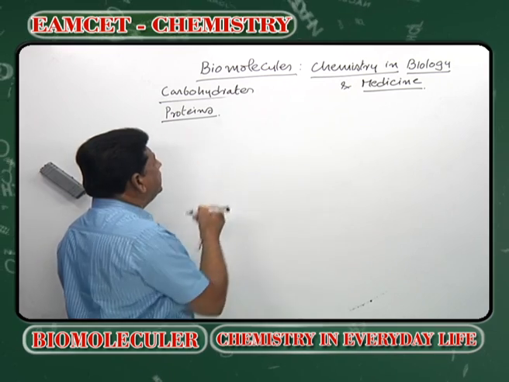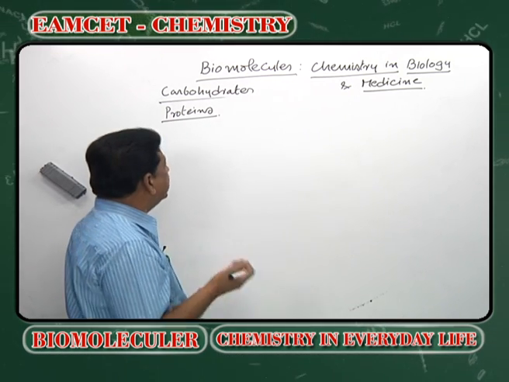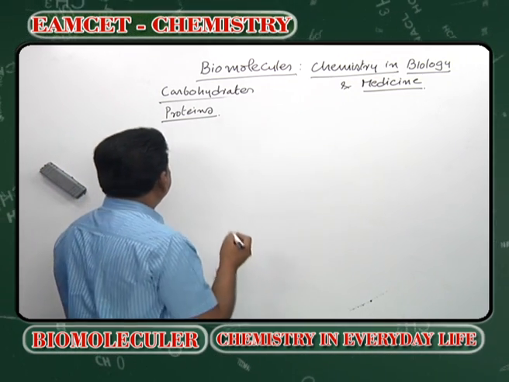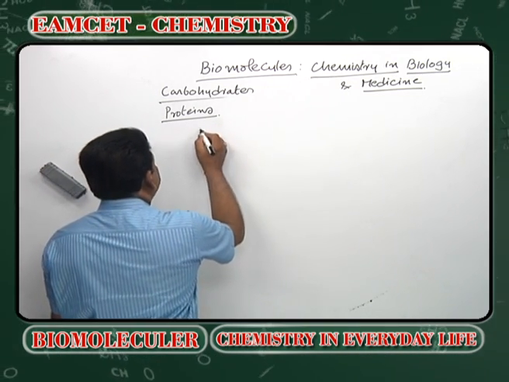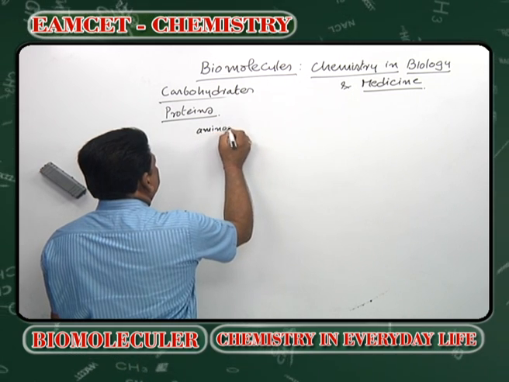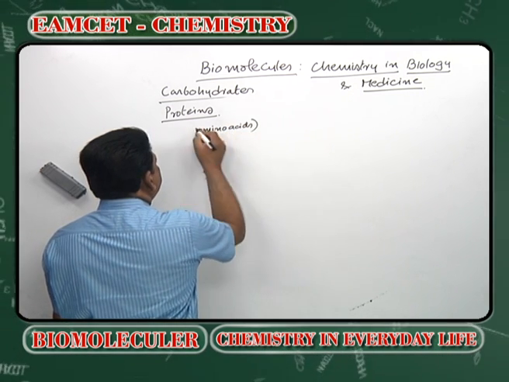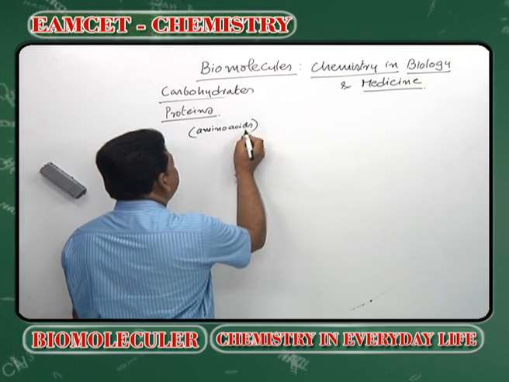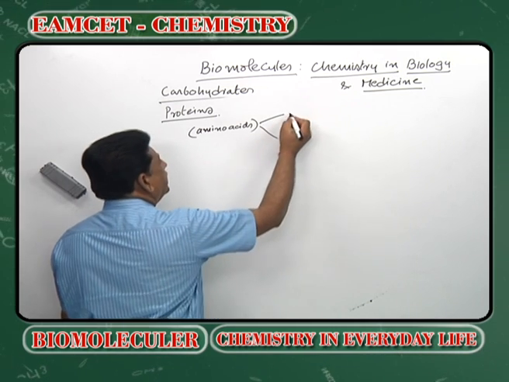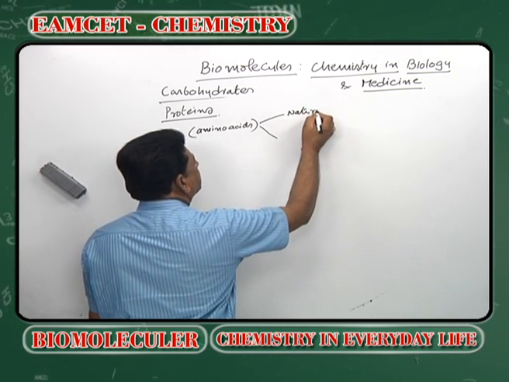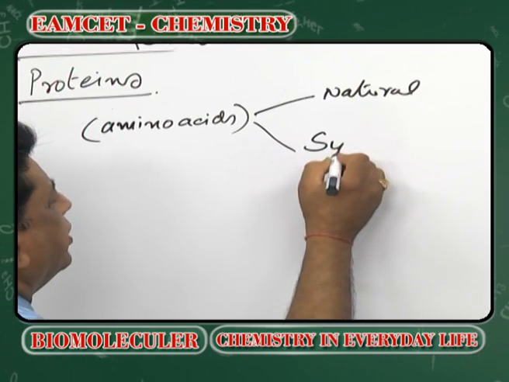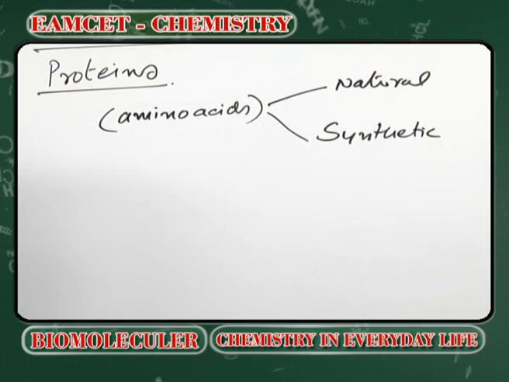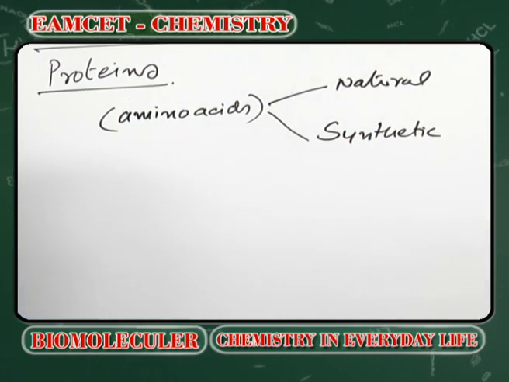Proteins also, like carbohydrates, the polysaccharides, are polymers. Just like that, proteins are also polymers. Proteins contain amino acids, which are the units in the proteins. Amino acids are classified into two types, natural amino acids and synthetic amino acids. Synthetic means man-made; natural means we get them either in plants or animals.